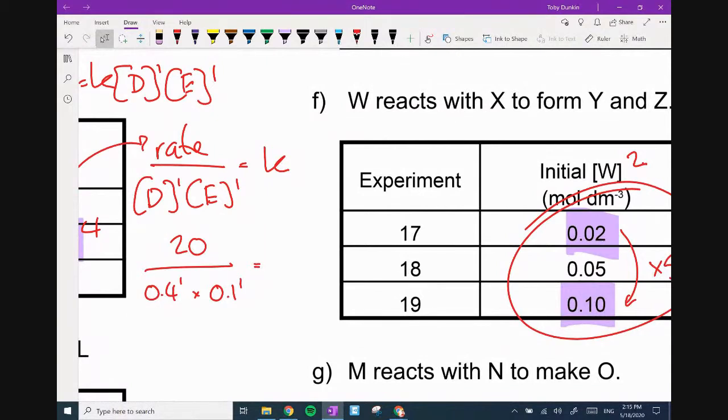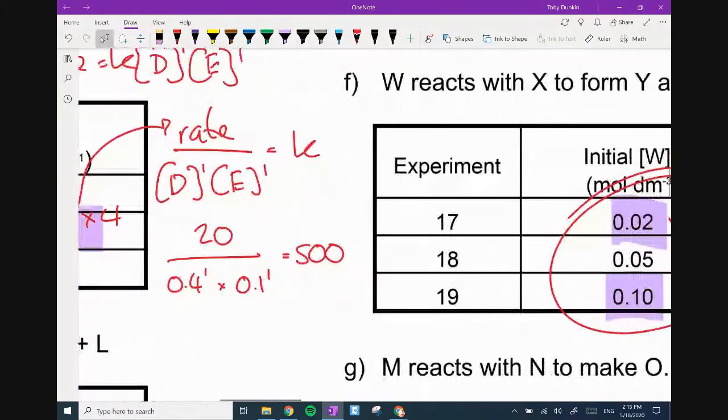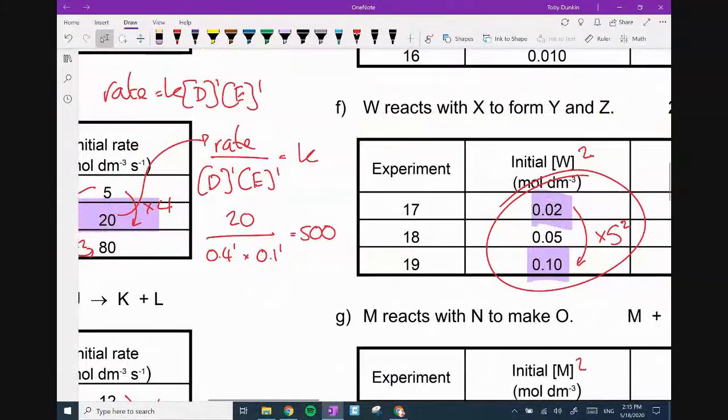So on my calculator, 20 divided by brackets 0.4 times 0.1. I get a rate constant of 500. And what are my units? Right, my units are going to be moles per dm cubed per second over, there's 2 of them, folks, and all to the power of 1. So that means there are just 2.